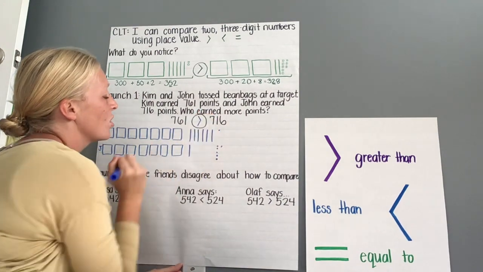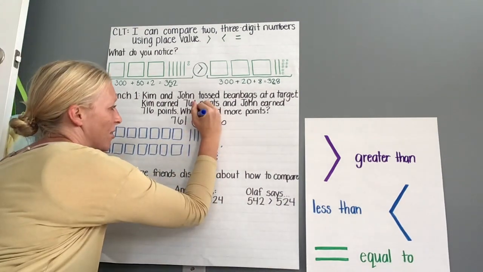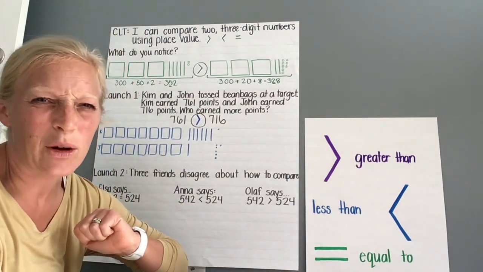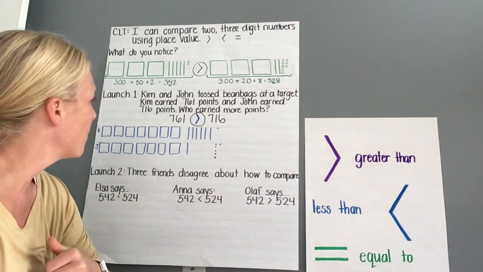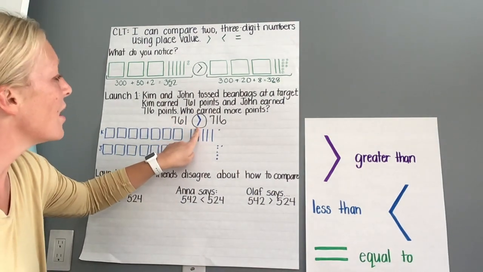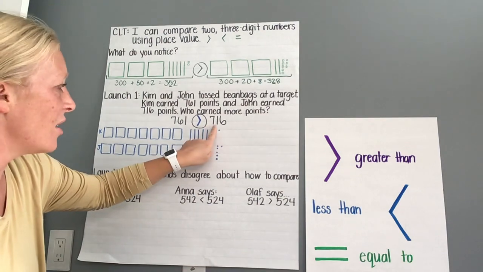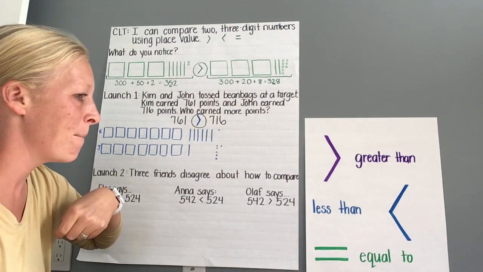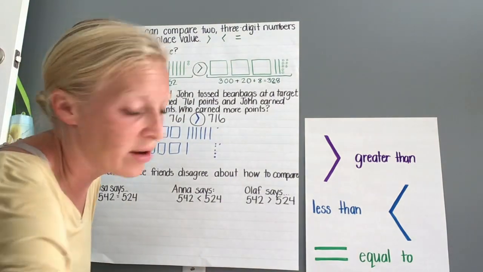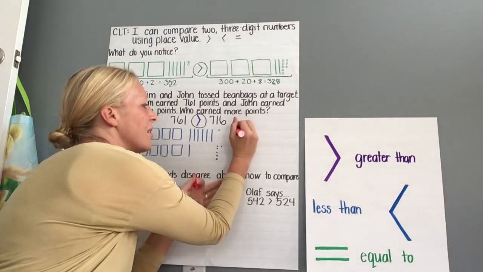Yes. So when we compare that, there's that symbol, greater than. So how would we read that if we were going to say that in a sentence? 761 is greater than 716. Now I have another friend who didn't draw any picture. They just did this.